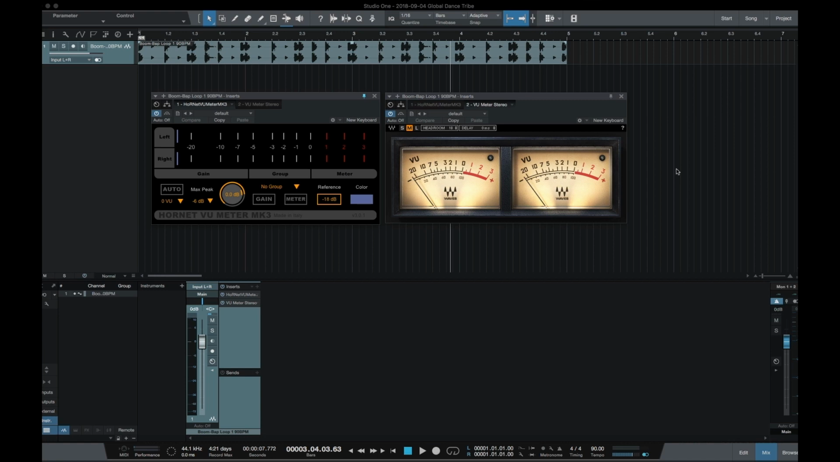I'm going to do a very quick video on gain staging and the importance of metering. See you in a moment.